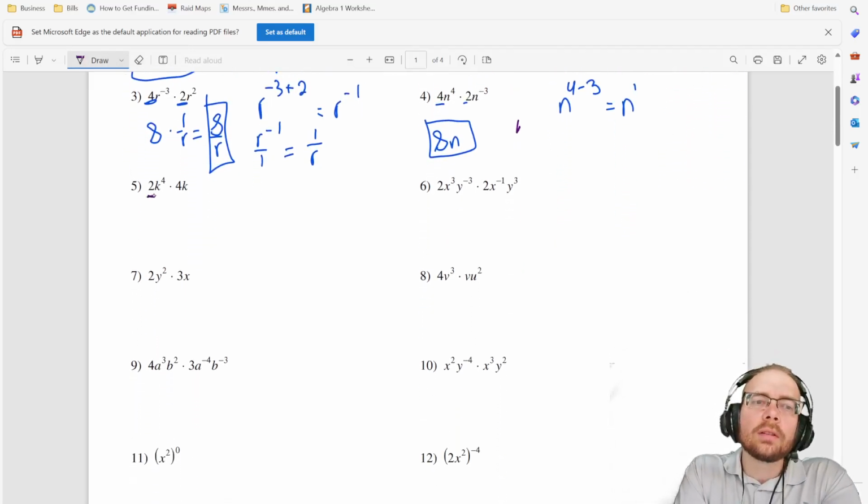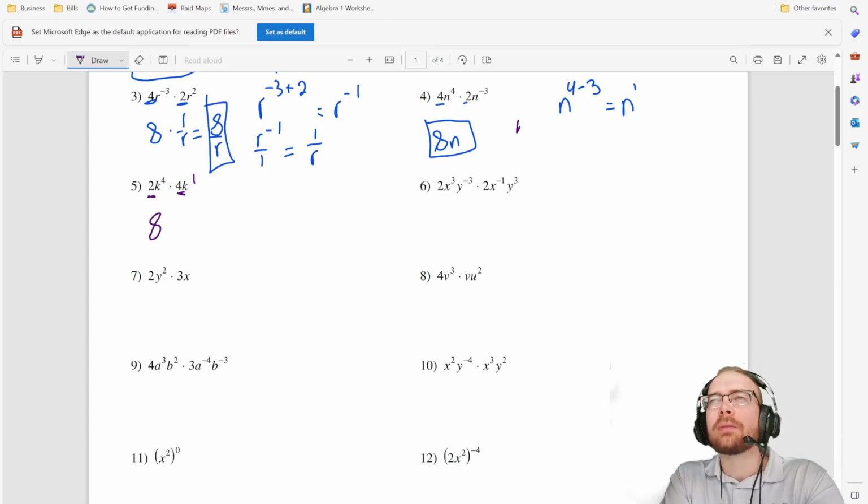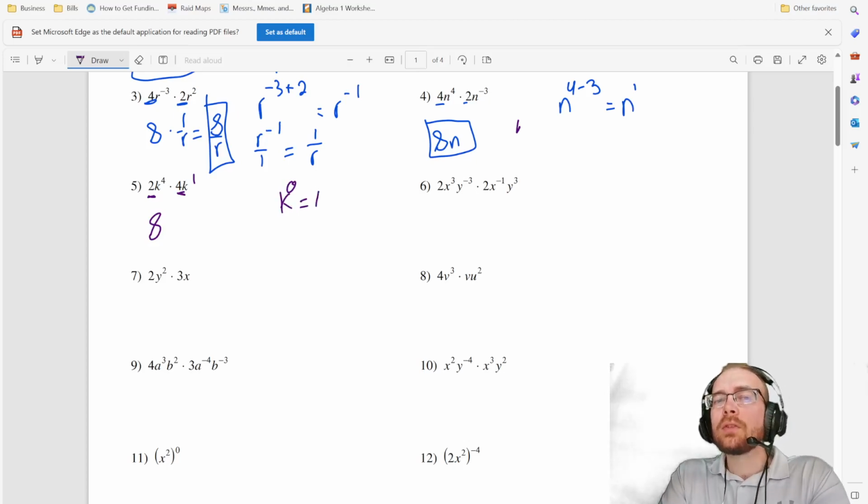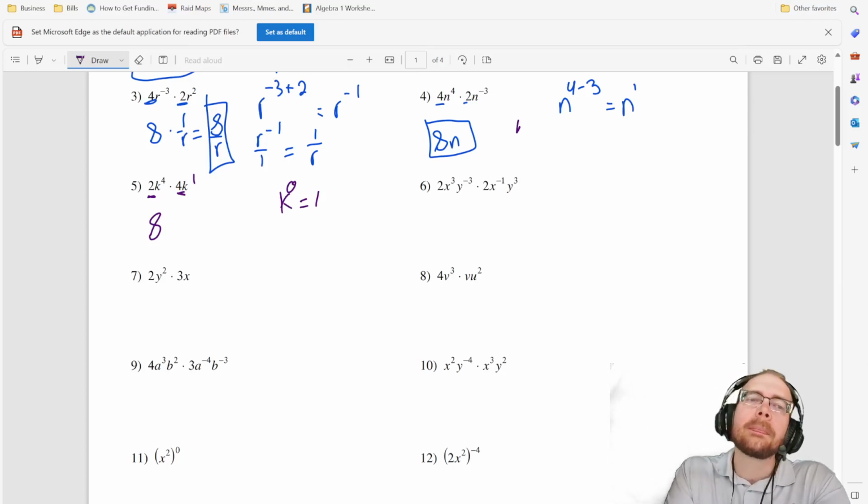So 2 and 4. Man, they have a lot of these 2s and 4s. All right, so 2 times 4 is 8. And then that's k to the 1st power. If you don't see a power, it's not a power of 0. Anything to the 0 power is actually 1. So if you don't see a power, it's a power of 1, not a power of 0. So you're adding the powers, and it's 4 plus 1 is 5. So that's 8k to the 5th power.